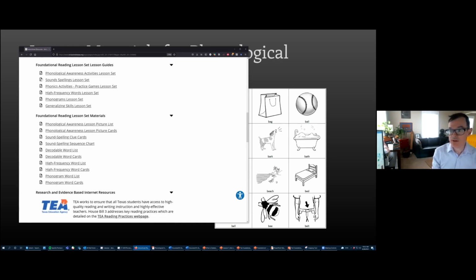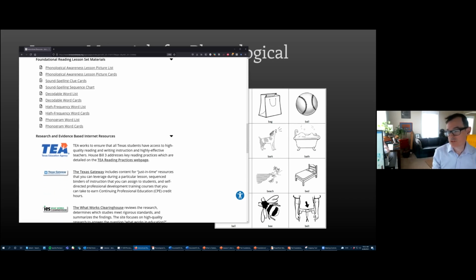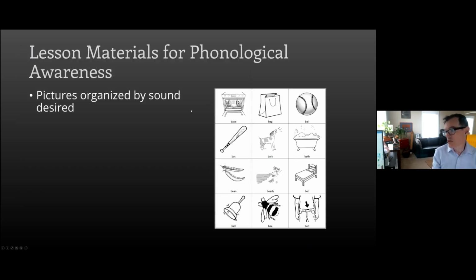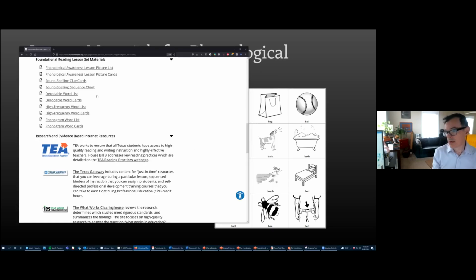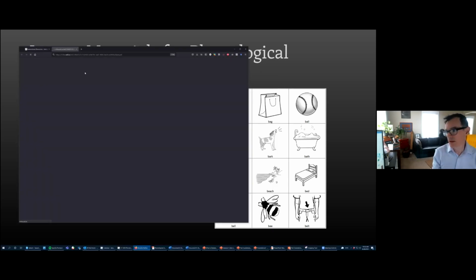So this was how do you teach it, one thing that I want to make sure teachers had access to. And then here's what the lesson materials actually are. The first thing that it includes is a list of all of the phonological awareness lesson pictures. These are organized by sound that you might want to do. So these are all words that start with the B sound, and there's a whole set of these that go with the B sound. Let me just pull that up.